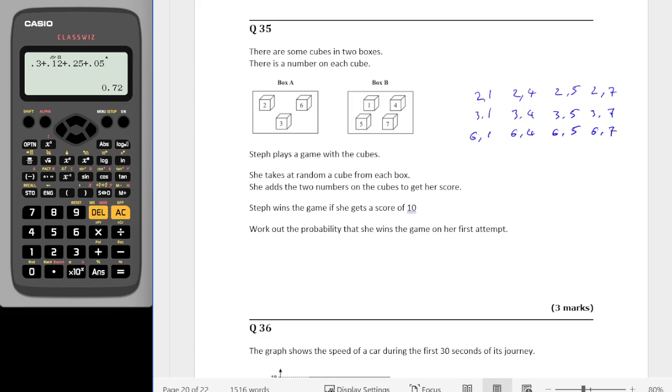So Steph wins the game if she gets a score of 10. So which one is the scores of 10? We've got a score of 10 there, and we've got a score of 10 there. So what's the probability that she wins the game on her first attempt? Well, we've got 2 out of the number of outcomes, and we've got 3, 6, 9, 12 outcomes. So it would be 2 out of 12, which is going to be the same as 1 out of 6.